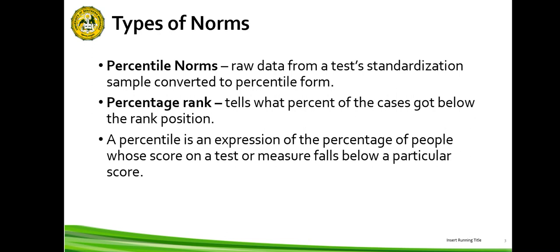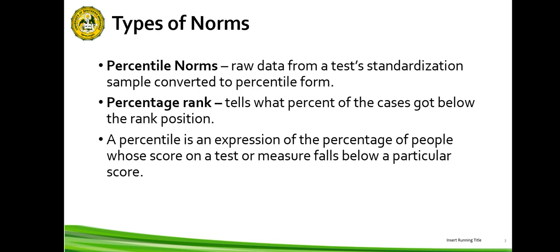So a percentile is an expression of the percentage of people whose score on a test or measure falls below a particular score. So these two, the percentile score and the percentile rank, are often used in the reporting of test scores from norm-referenced tests, but as just noted, they are not the same. And a good percentile score is, for example, a student who is above average or has a rank score of 50 or above is considered above average.